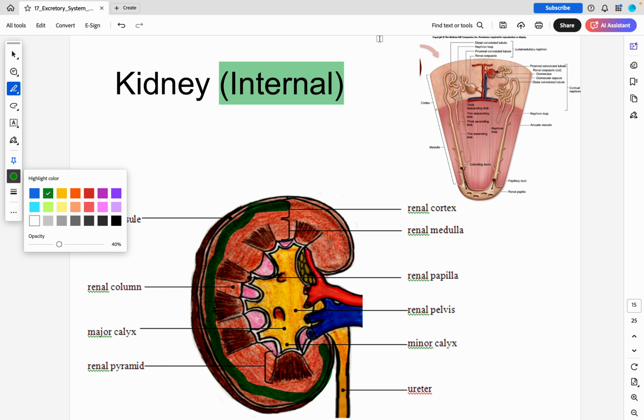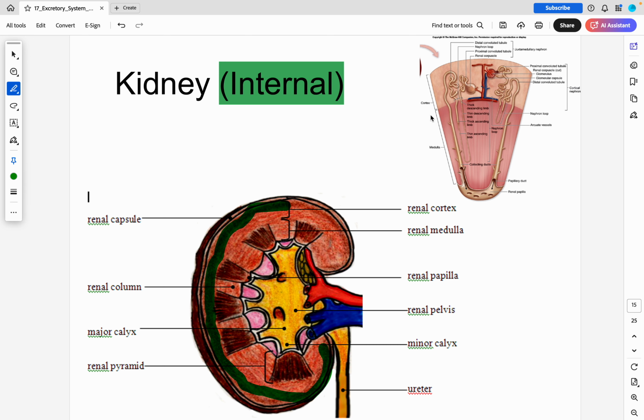The one I'm highlighting. Sorry. Oops, it's not working. I don't know, it's not working.